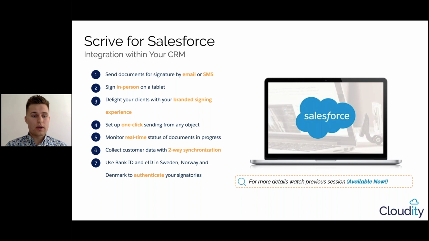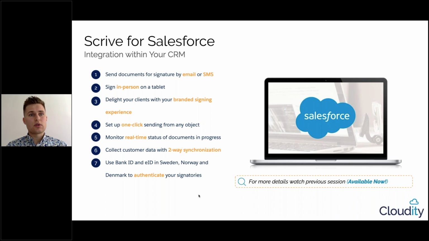And what else? You can count on Scrive for real-time document flow monitoring. You can have full data synchronization in both directions. As well, what's very useful in Sweden, Norway, and Denmark, you can use your BankID or eID to authenticate your signatories. Okay, so these are the main functionalities coming from the Scrive solution.